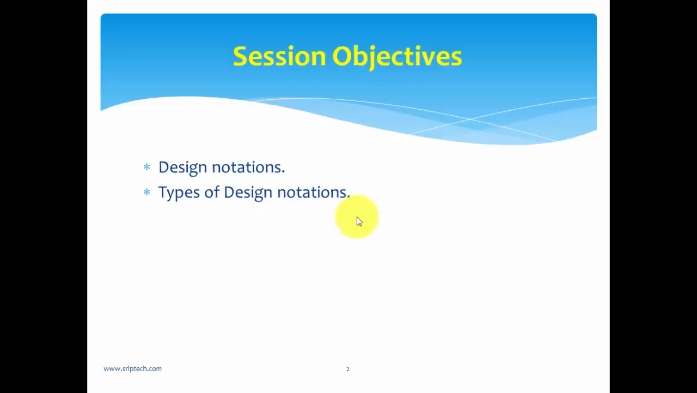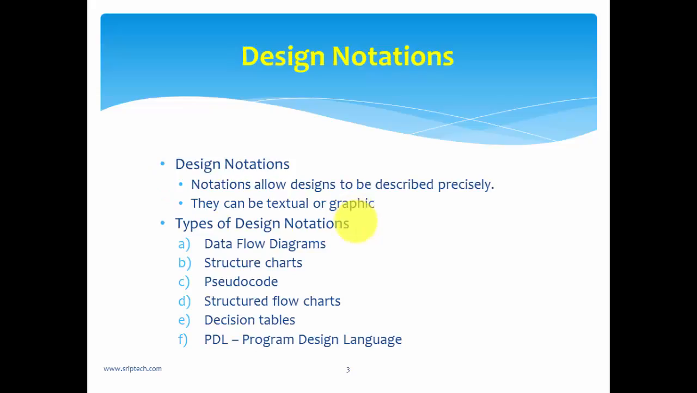We're going to talk about two things in relevance to design: design notations and types of design notations. First, we shall try and understand what exactly you mean by a design notation. Notations allow design to be described precisely, which means that once you have an architectural design, we need to further define that design more precisely using a notation, and that description can either be a form of text or a graphic. There are different types of design notations, like data flow diagram, structure charts, pseudocode, structured flowcharts, decision table, and PDL, program design language.